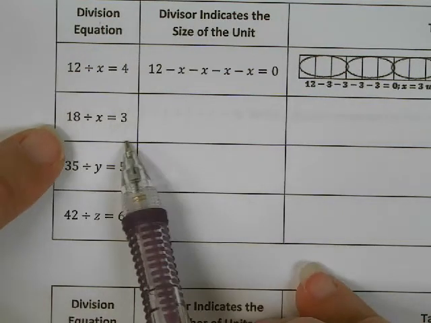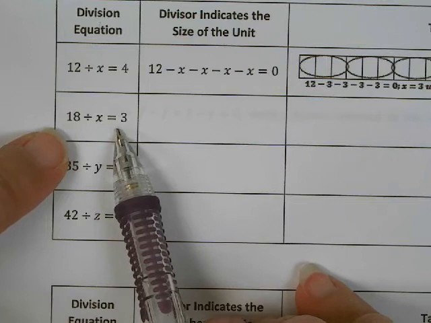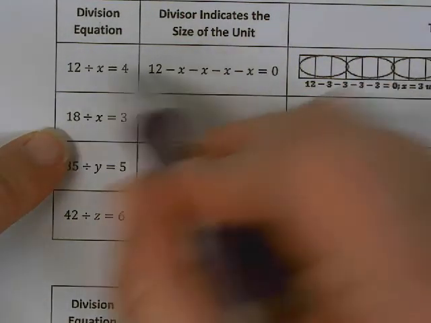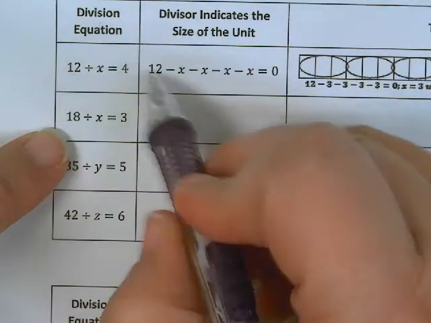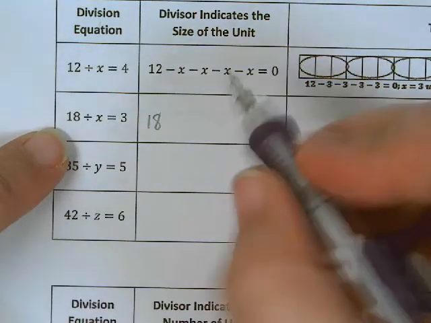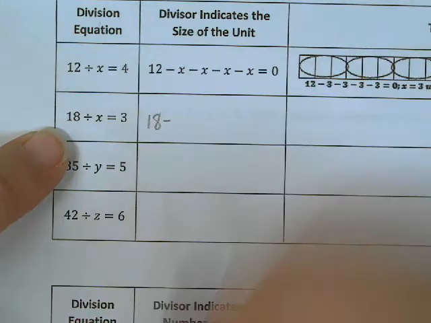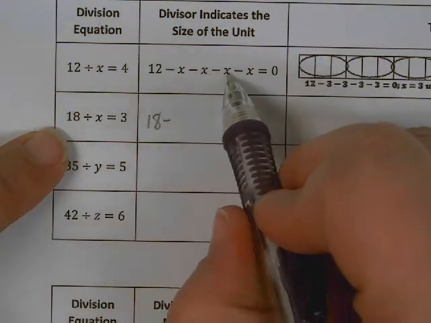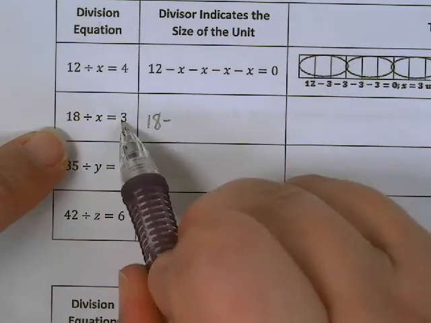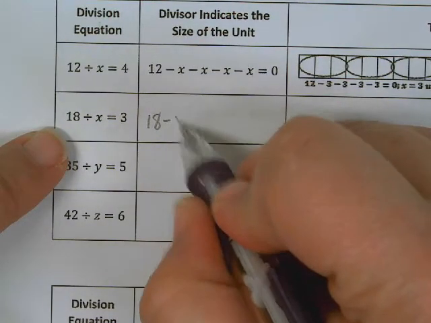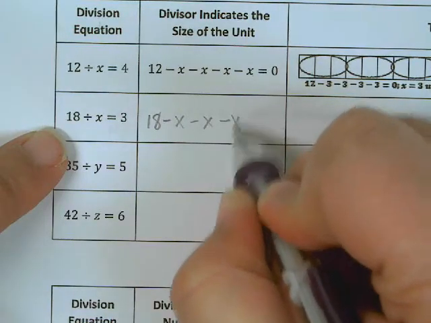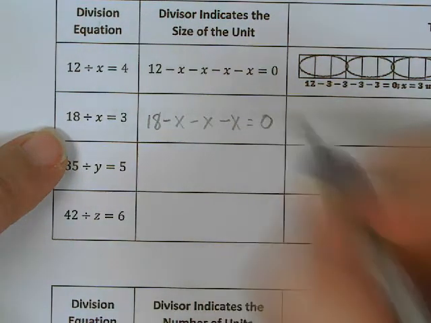So I'm going to apply that same rule here. I'm going to start with 18, just as they started with 12 in both of their equations. This is repeated subtraction. And I know that they use their answer to determine how many x's. So the answer is 3. So it's going to be 18 minus x minus x minus x results in 0.